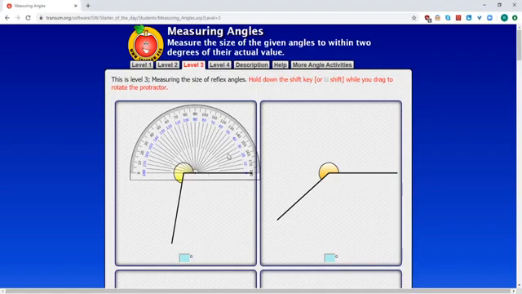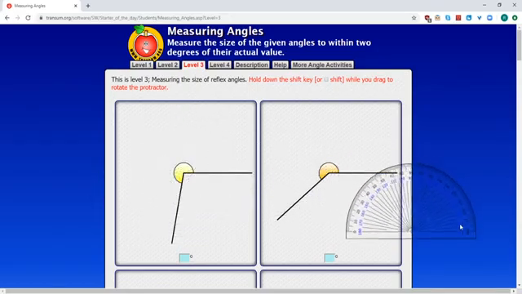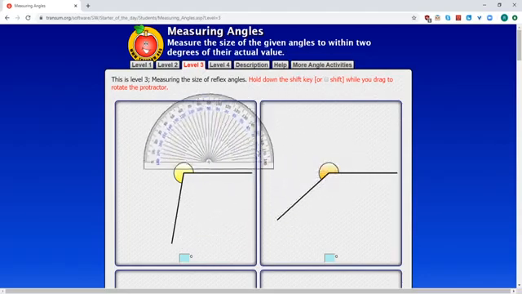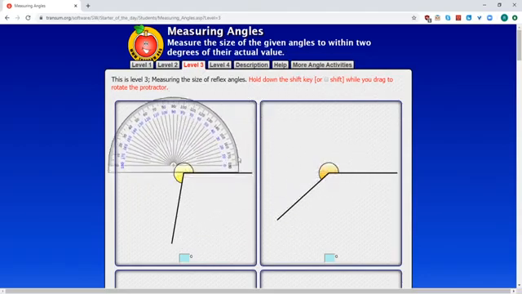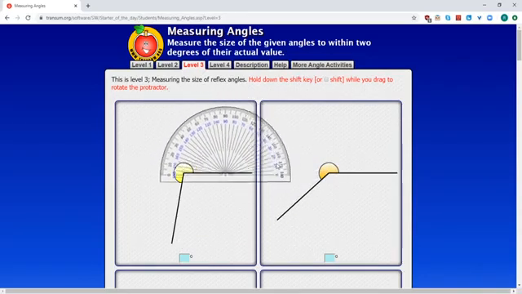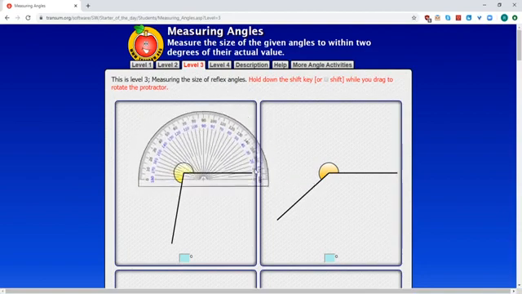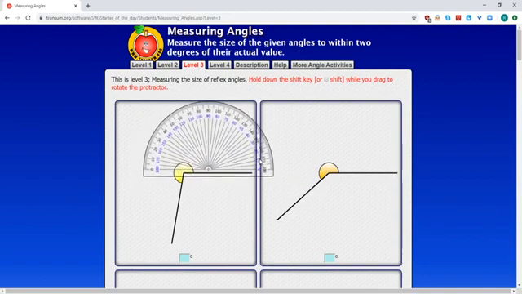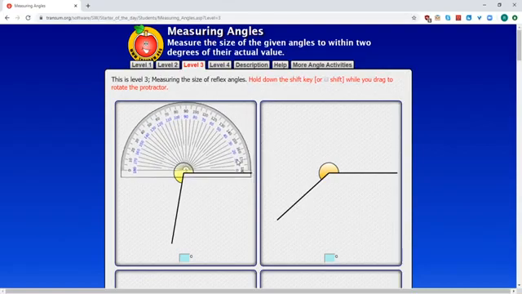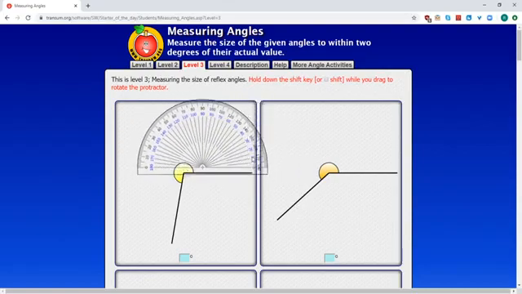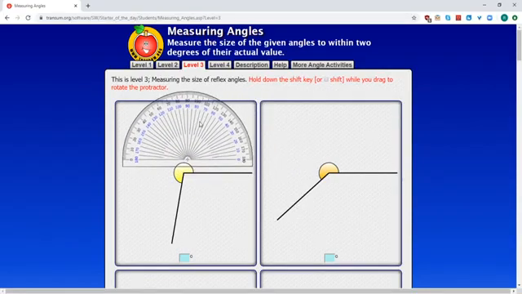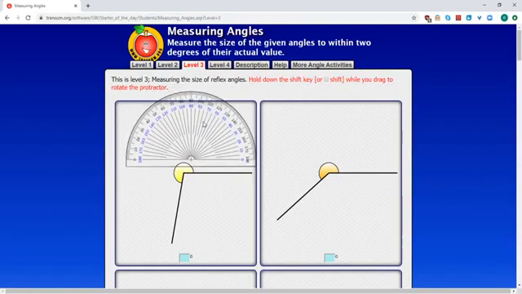Today I'm going to go over how to find angles with a protractor. Okay, so this is a nice, cool little site, and I will link this site in the description if you want to try it yourself. But basically, there is a protractor here, and there are some angles.